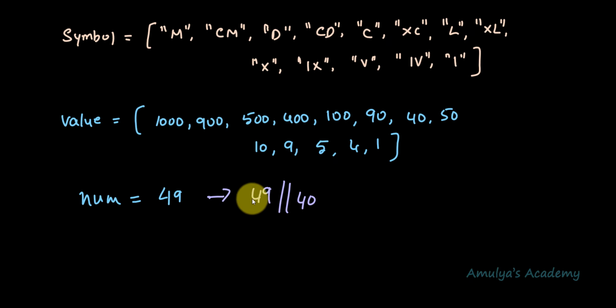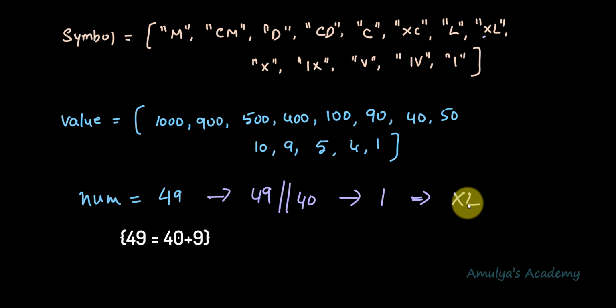When I divide 49 by 40, I'll get 1 point something. But because I'm performing the integer division, here I'll get the result as 1. That means I need to represent 40 one time. So how to represent 40 in Roman numeral? XL, right? So I need to represent that one time. While converting the 49, I need to represent XL one time.